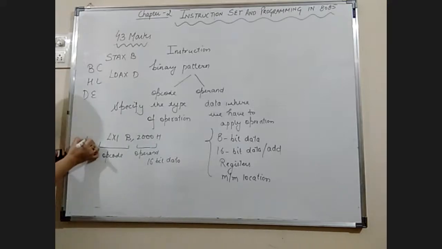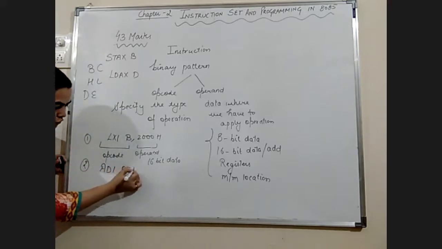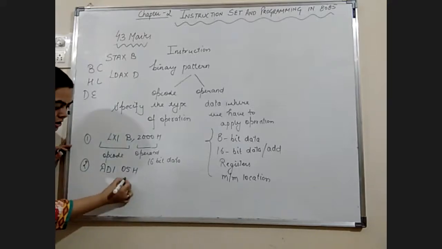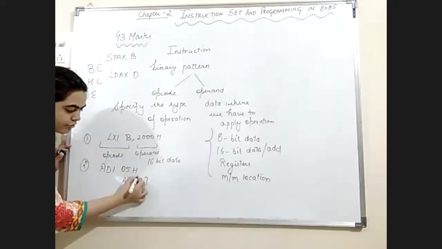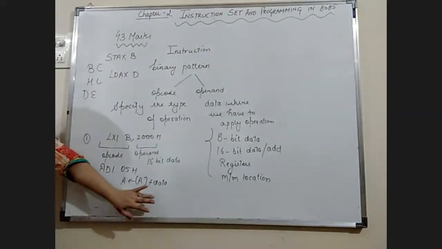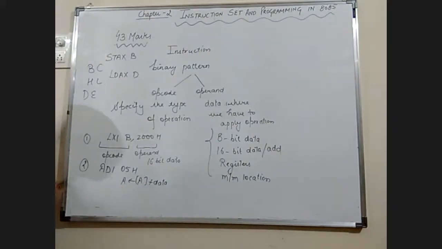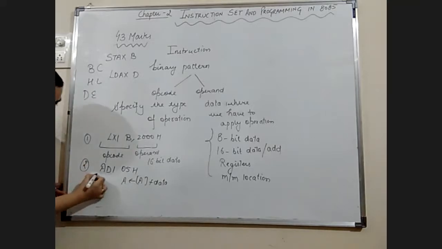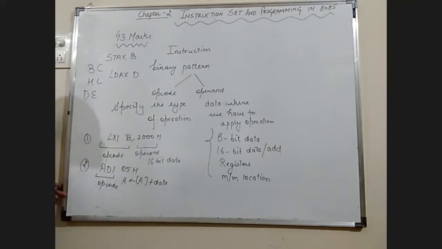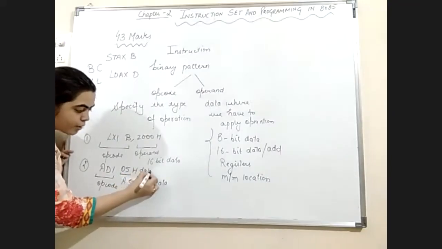Now we can see the second example. Suppose we have ADI 05H. This instruction means we add the contents of the accumulator with the data that is given in the instruction, and after that the result is again stored into the accumulator. Here in this instruction you can see this is the opcode that tells which operation is to be performed, and this is the data where we have to apply the operation.